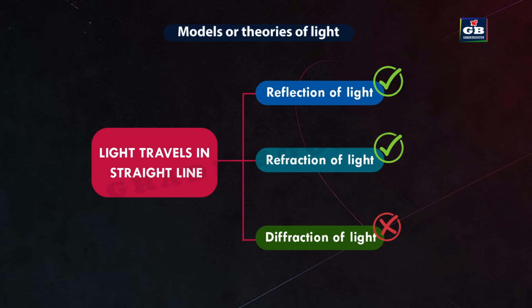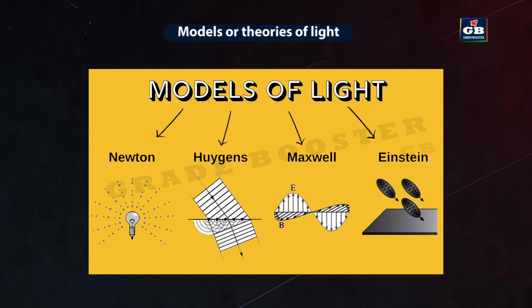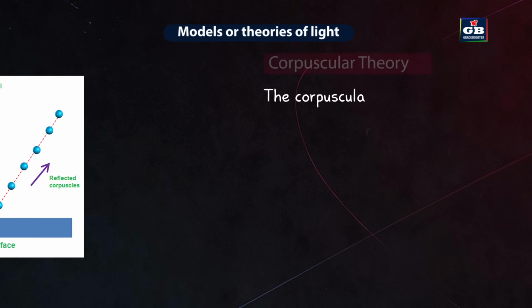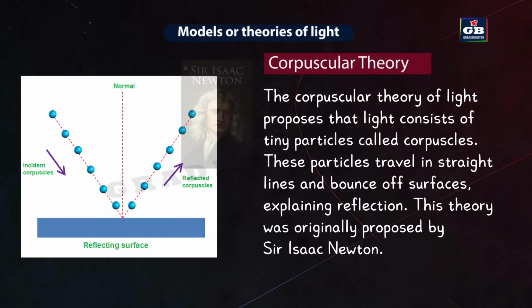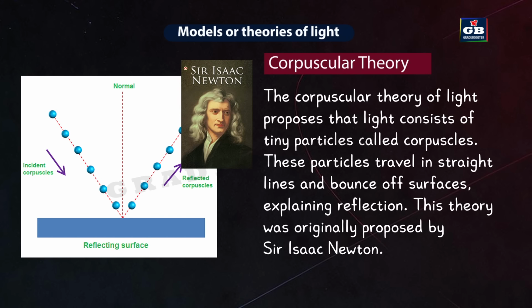To explain this, many theories have been put forward by different scientists. Let us know about the different theories of light. The corpuscular theory. The corpuscular theory of light proposes that light consists of tiny particles called corpuscles. These particles travel in straight lines and bounce off surfaces, explaining reflection. This theory was originally proposed by Sir Isaac Newton.